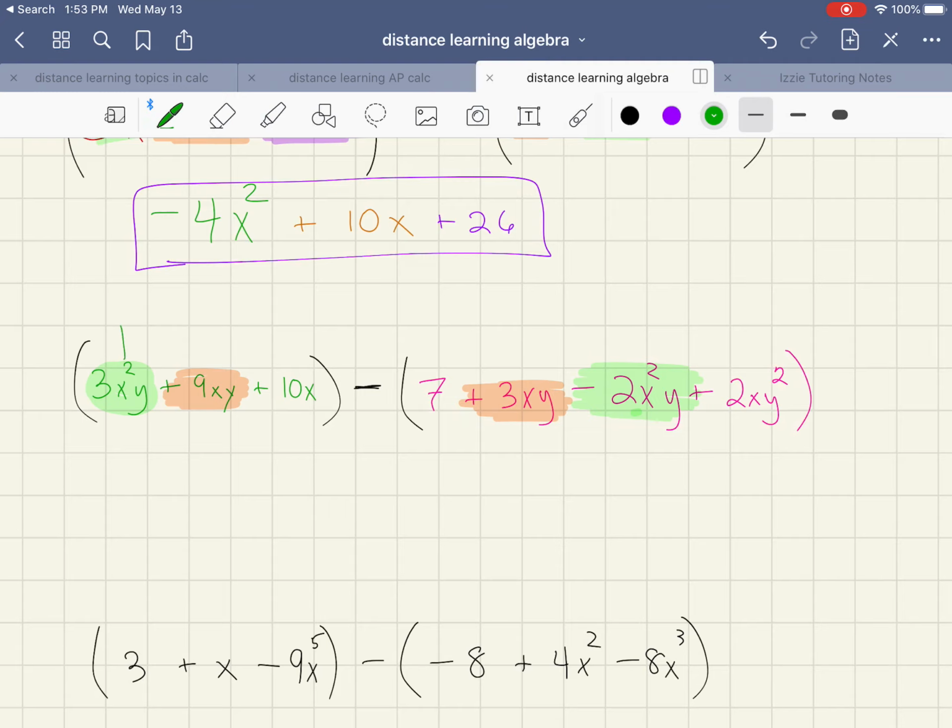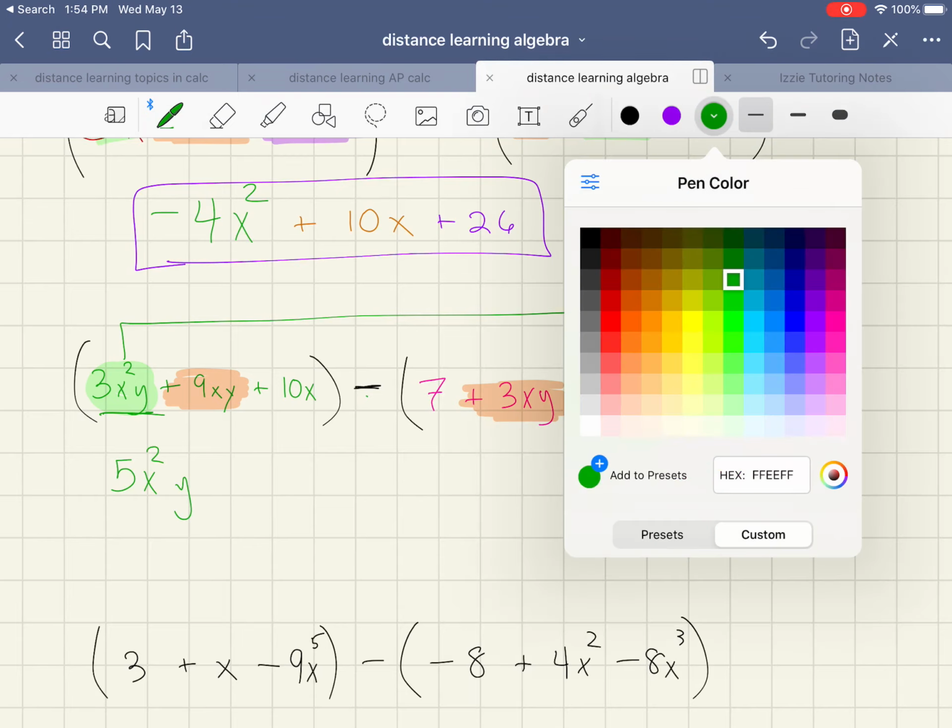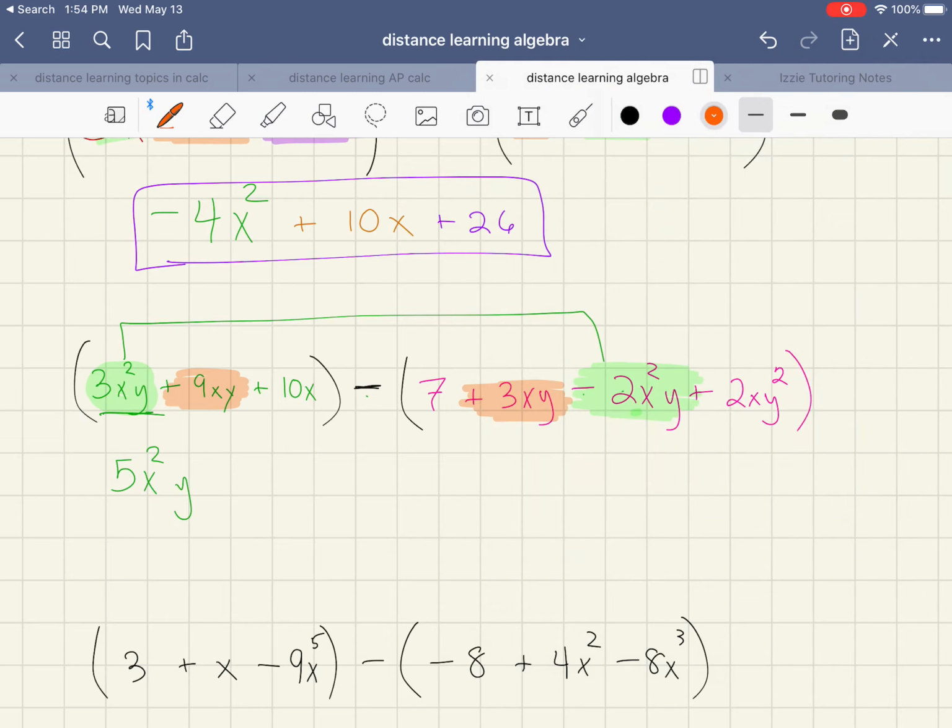We're going to subtract 3x squared y minus a negative 2x squared y, so that's going to count as addition. So I'm really going to add 2x squared y to that, so that would give me 5x squared y. I also then have to subtract these. I have 9xy minus 3xy, which would give me a positive 6xy.